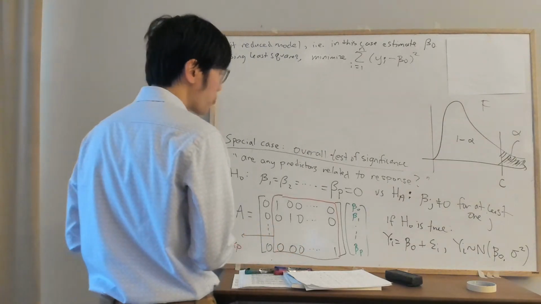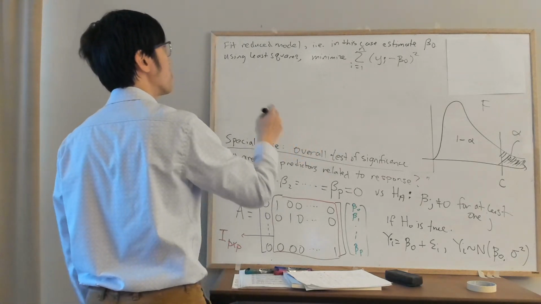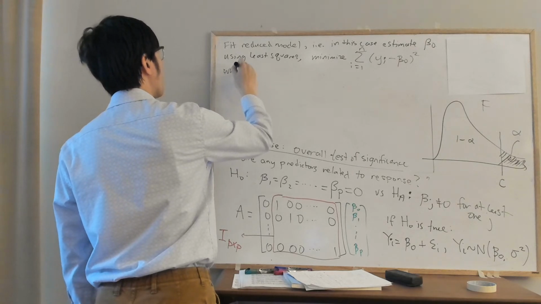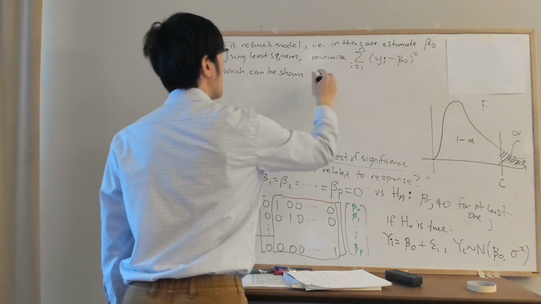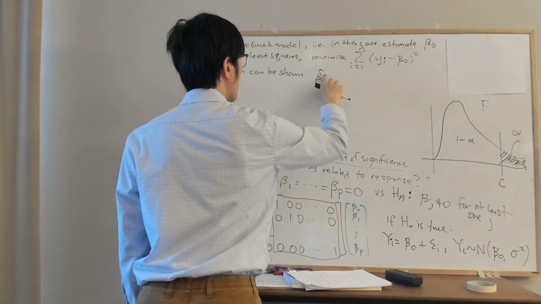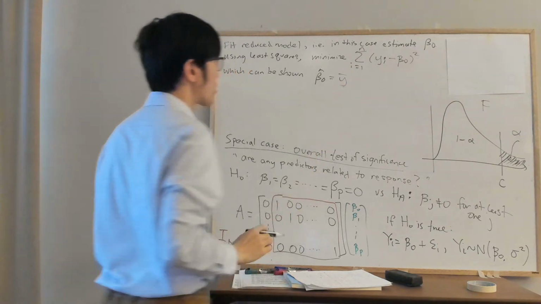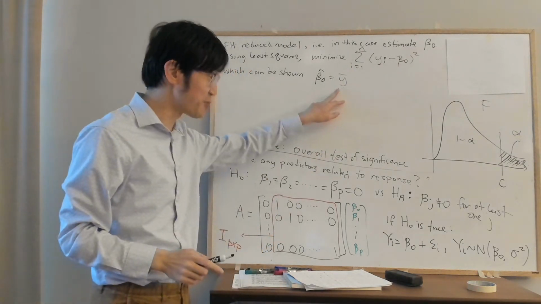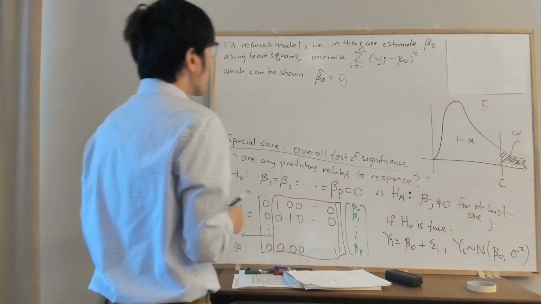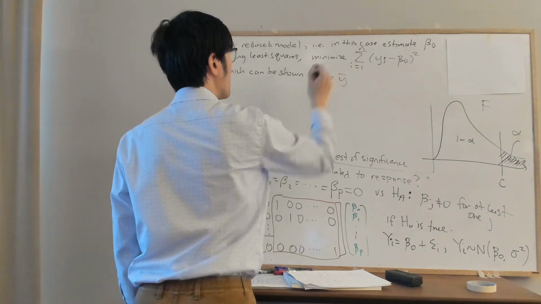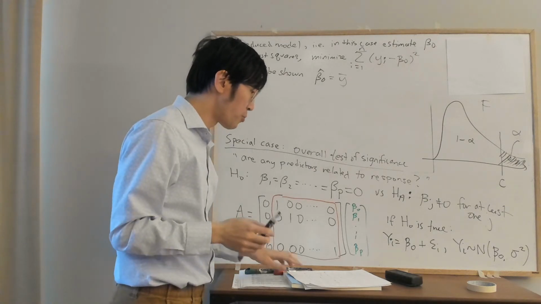So we can easily verify using calculus that the least squares estimate for this very simple model is simply beta hat 0 is y bar, the mean response. Okay, so let's look at what happens then for the F test in this scenario.